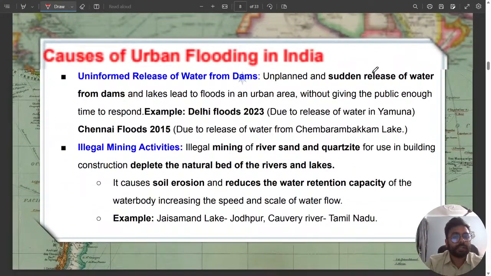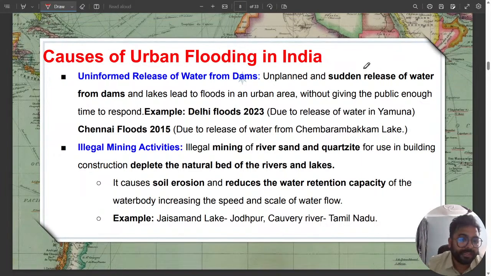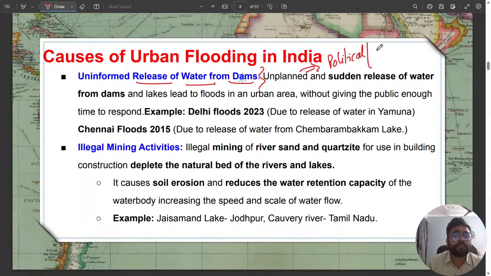Then what other reasons can trigger urban flooding? Uninformed release of water from dams. This is a kind of political reason, or you can say that we have a lack of coordination, a lack of interstate coordination among the states.